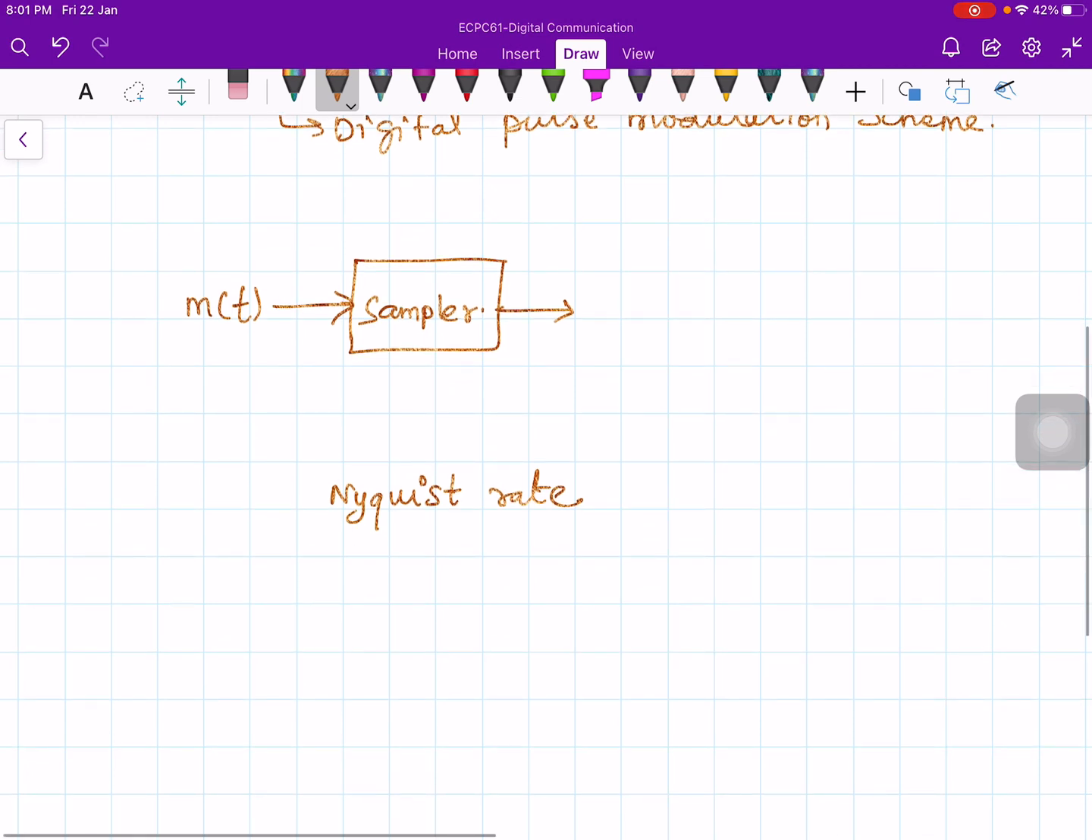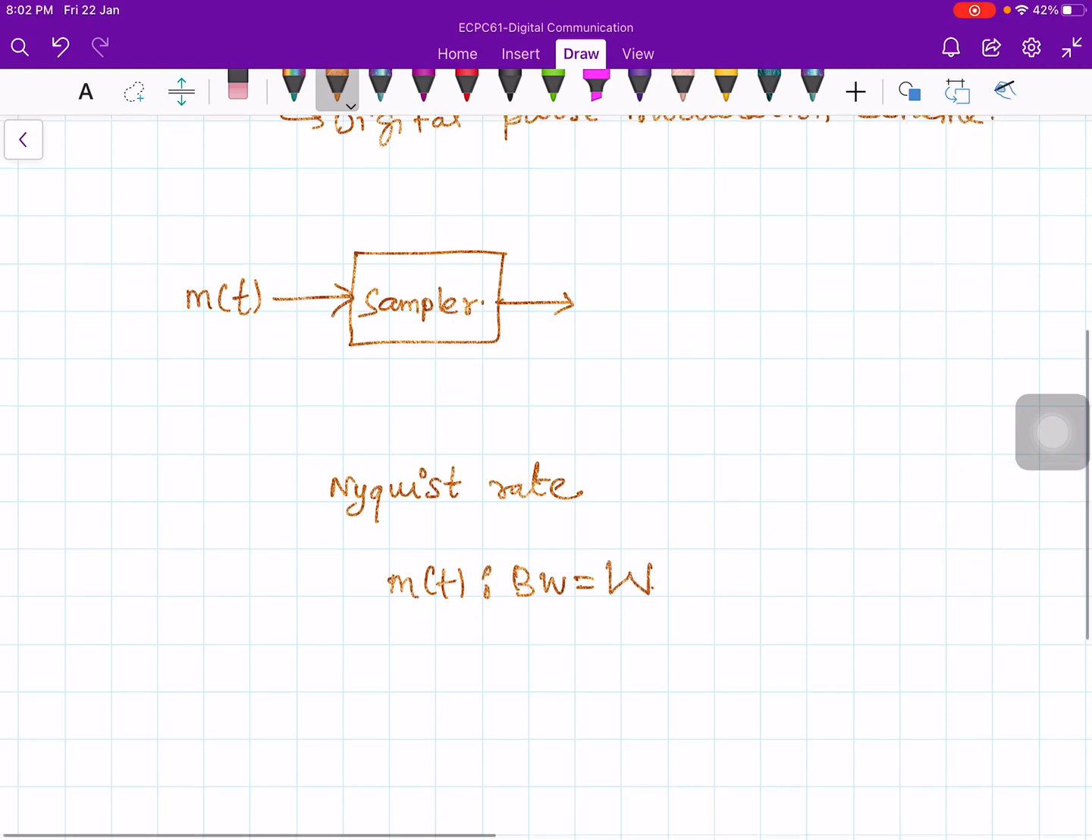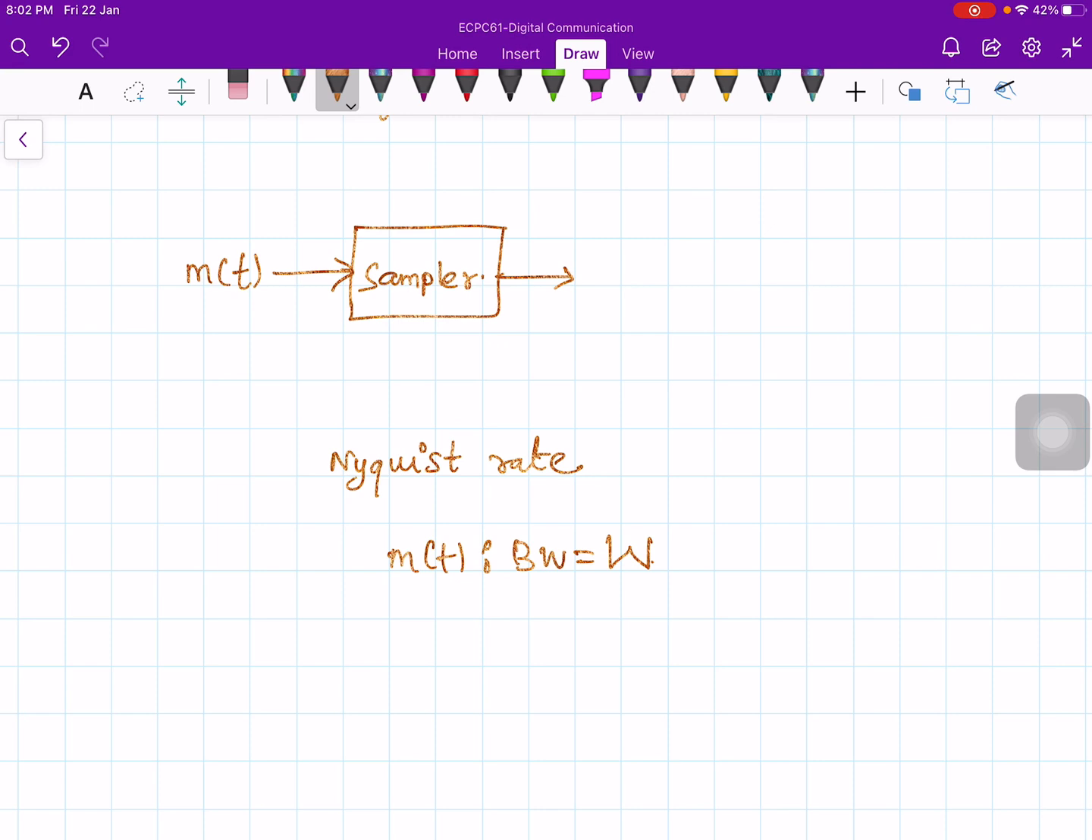The signal m(t) has a bandwidth, let's say, of capital W. Then you must use a sampling rate at least equal to 2 times the maximum frequency, 2W samples per second. That is the Nyquist rate. In fact, it is also desirable that if you are sampling at 2W samples per second, you make sure that m(t) does not have any components above W. So you should make sure that m(t) does not have any component beyond capital W.